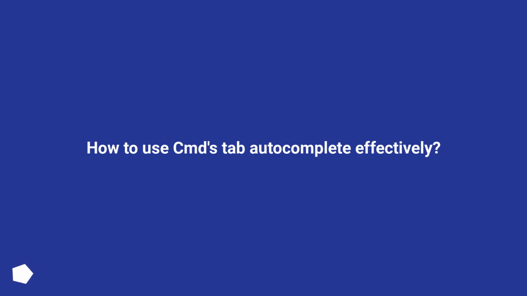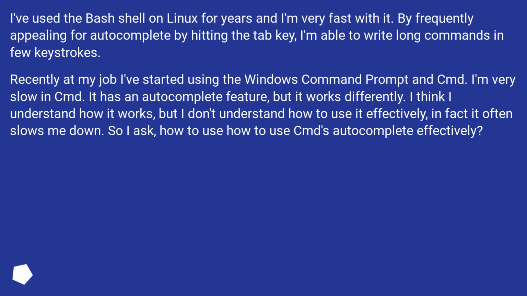How to use CMD's tab autocomplete effectively. I've used the bash shell on Linux for years and I'm very fast with it. By frequently appealing for autocomplete by hitting the tab key, I'm able to write long commands in few keystrokes.